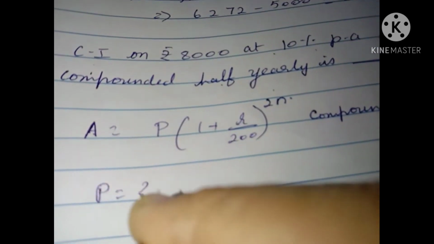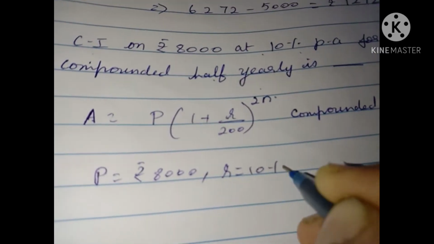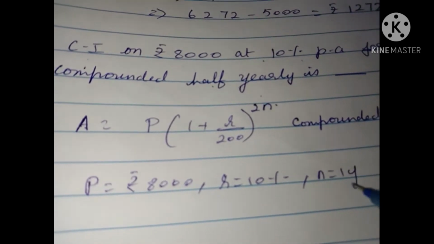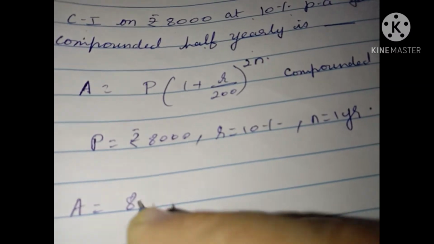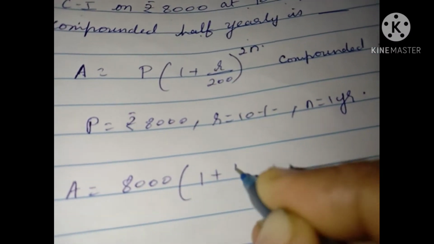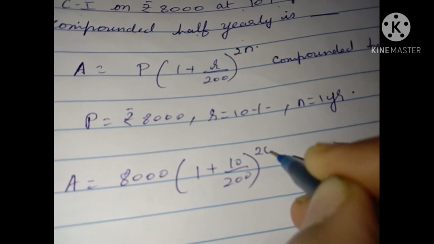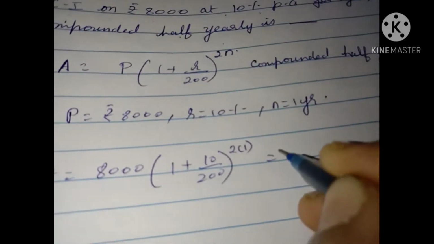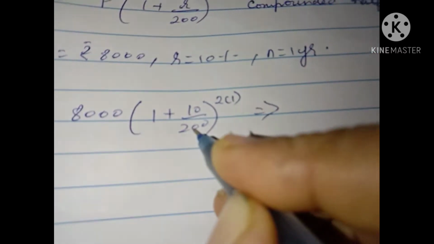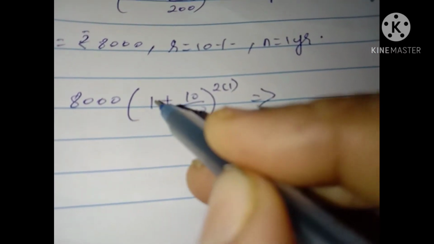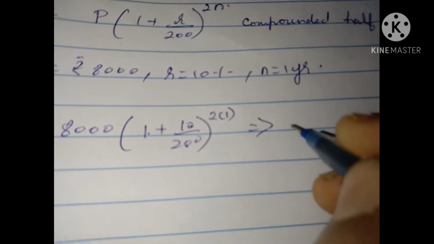Principal is equal to rupees 8,000. R is equal to 10% and N is equal to 1 year. A is equal to 8,000 into 1 plus 10 by 200 the whole power 2 into 1, which is equal to here 200 into 1 is 200. 200 plus 10 is 210.